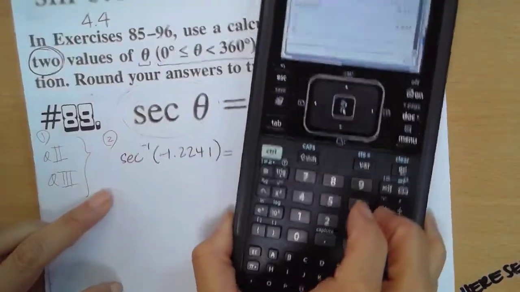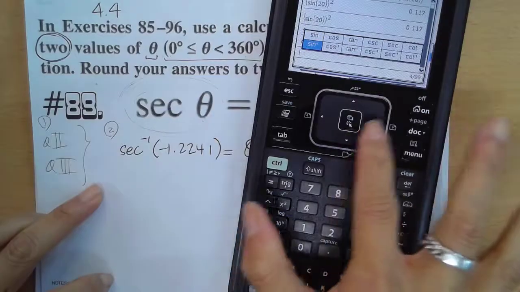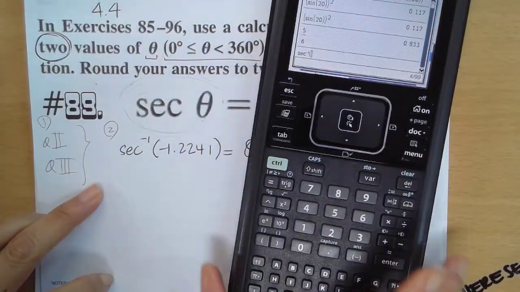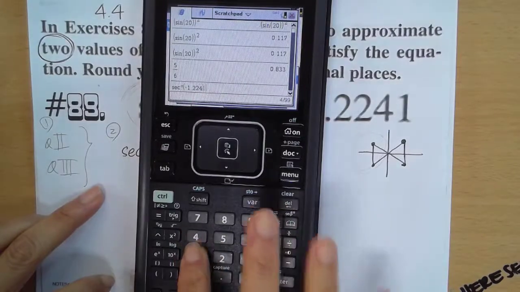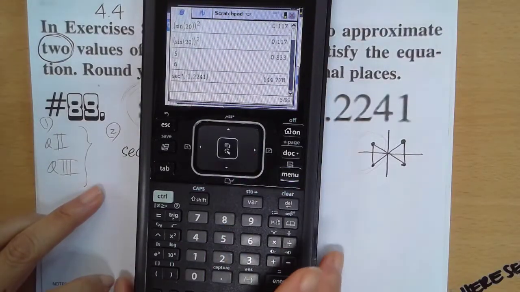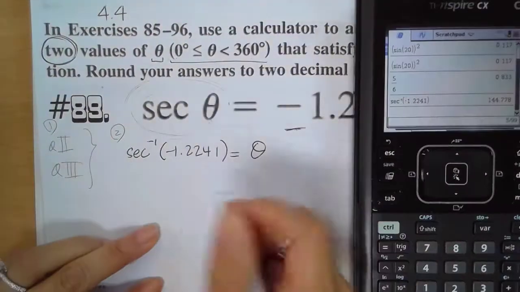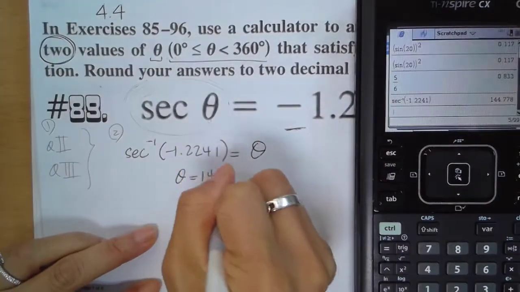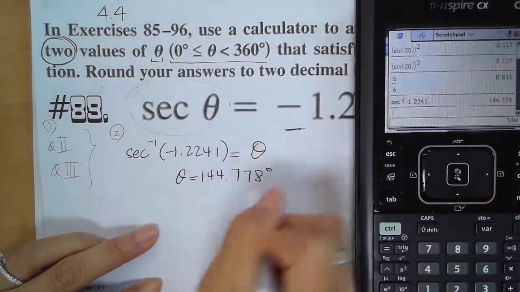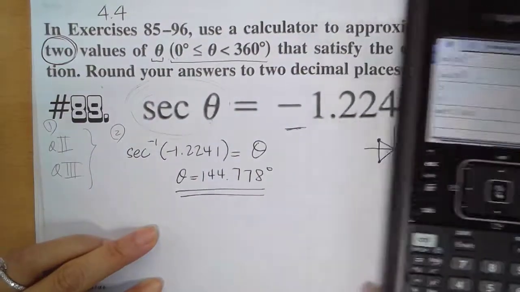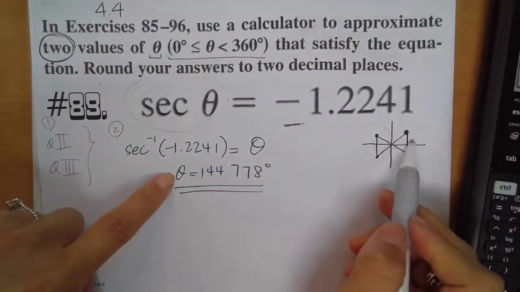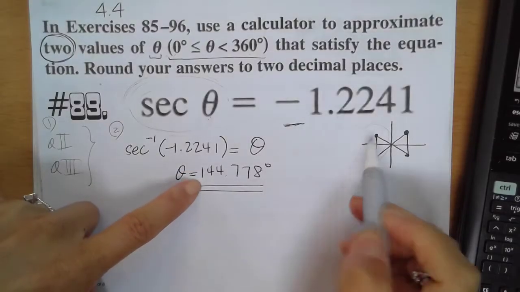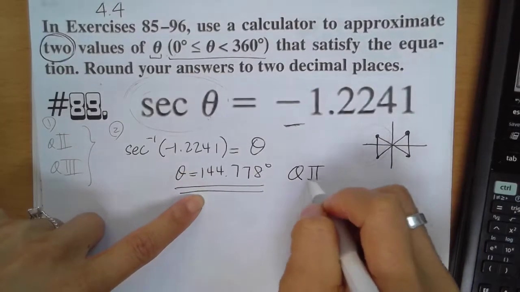I'm going to go to trig. You guys are so lucky you got these fancy calculators. Secant inverse, and you go to negative 1.2241 as it's stated. Enter. It gave me theta equal to 144.778 degrees. Does that make sense for quadrant 2? Well, it's below 180 and it's 144. So we got the quadrant 2 value.